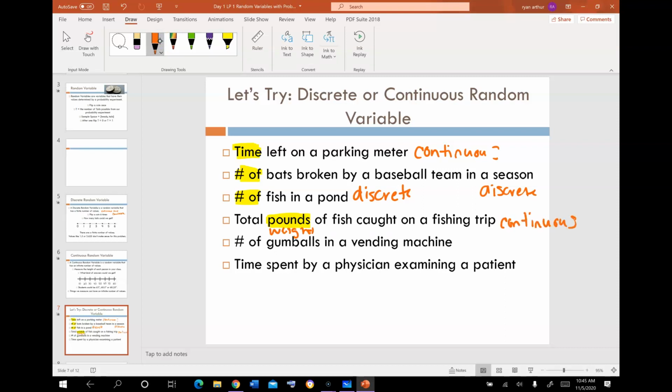All right, number of gumballs in a vending machine. Well, it'd be really kind of gross if you got half a gumball. I would be analyzing that gumball machine like, you took a bite out of that and then put it back. So, number of gumballs in a vending machine. We can count that, right? I can open that gumball machine, take those gumballs out and I can count 1, 2, 3, 4, 5. Okay, so gumballs is also going to be discrete. And you see how it says number of, keyword.